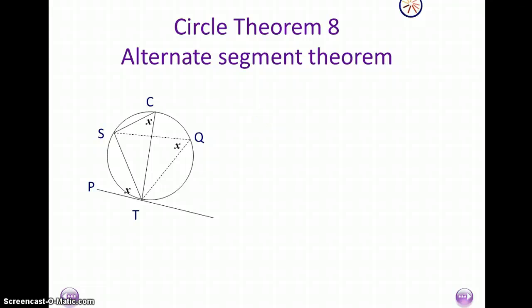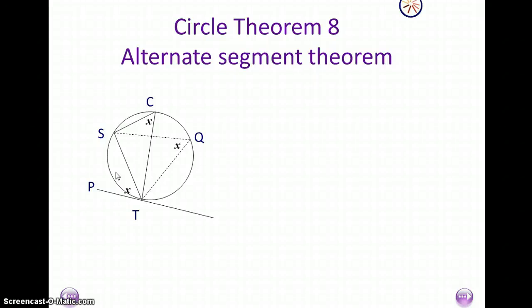Finally, circle theorem 8, the alternate segment theorem. Rather a confusing title for a theorem, but let me explain. The line PT, this one here, is a tangent. The line ST is a chord. Again, we have 2 segments, major segment, minor segment.